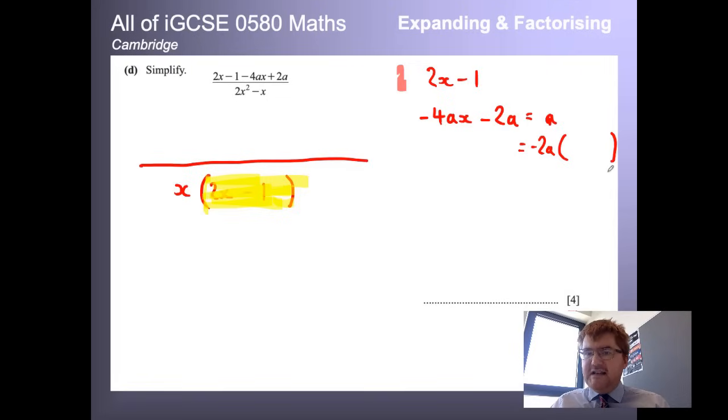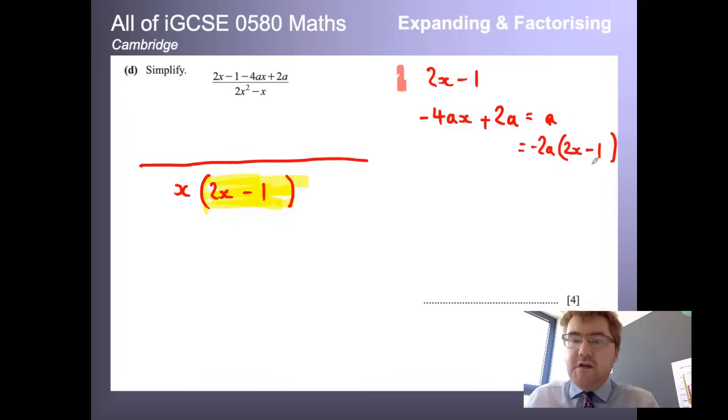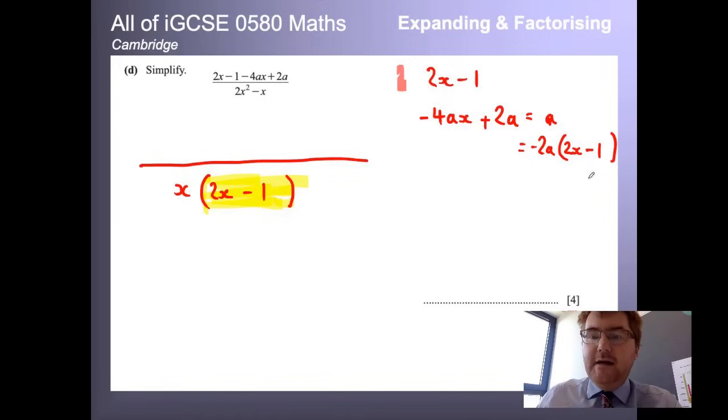And the more experience you get at this, the quicker this process is. Now we work backwards here. What do you multiply minus 2a by to get minus 4ax? Well, 2 times 2 is 4, so we need a 2, and we need this x. Perfect. What do we multiply minus 2a by? Sorry, this is a plus 2a, that's important. What do you multiply minus 2a by to get plus 2a? Well, minus 1. So we've managed to factorize this, so we get minus 2a, open brackets 2x minus 1.